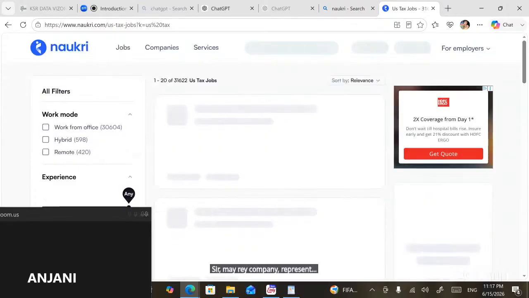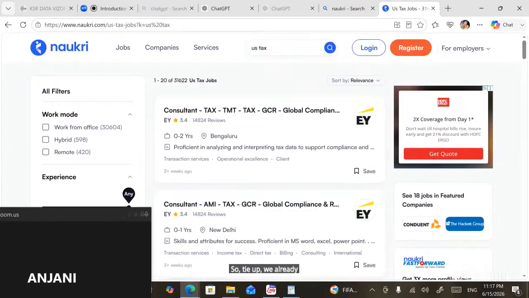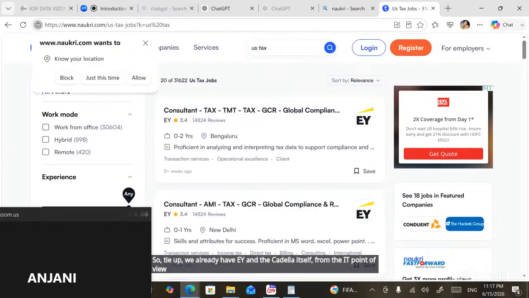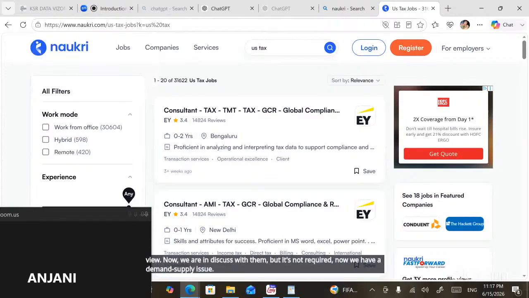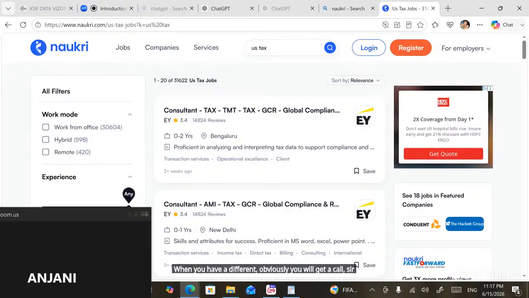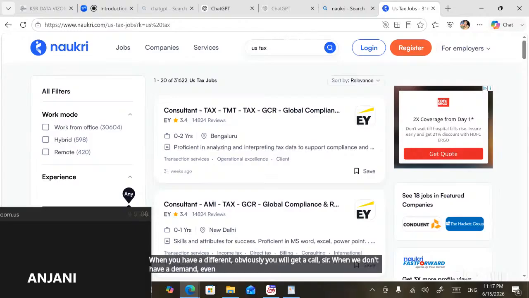We already have a tie-up with EY and Deloitte, sir, from the IT point of view. Now we are in discussion with them, but a tie-up is not required. Now we have a demand supply issue. When you have demand, obviously you will get a call, sir. When we don't have demand, even if the EY owner is my uncle, they won't give any job for me.